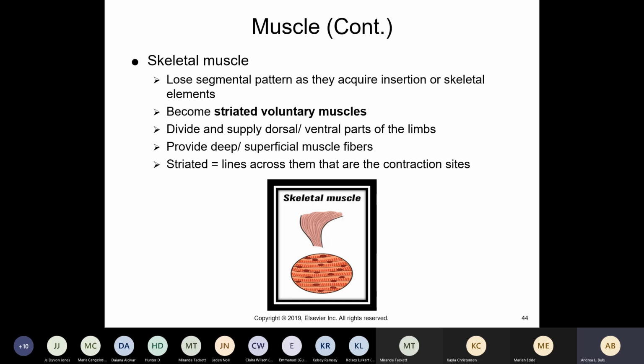Skeletal muscle will lose that segmental pattern as it acquires insertion or skeletal elements. It becomes striated, voluntary at that point, and it will divide and supply dorsal and ventral parts of the limb. So you'll see it connected to the dorsal and ventral parts of our limbs. It provides deep and superficial muscle fibers. And that striation that we talk about is just those lines that cross that muscle to give it those sites of contraction.